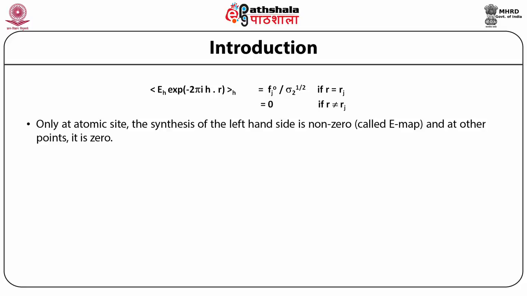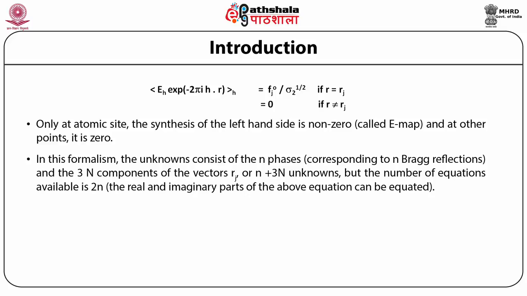So now, if you look at this equation again, the average is taken over H. Suppose we have n reflections. So, if you take the real part and imaginary part after expanding the left-hand side, we have 2n equations with us. And the unknown is, actually N atoms are there. So, N atoms, we have 3N positions unknown. And since we are using n reflections, for each reflection we have to get the phases. So, total number of unknowns is n plus 3N. But the number of equations available is 2n.